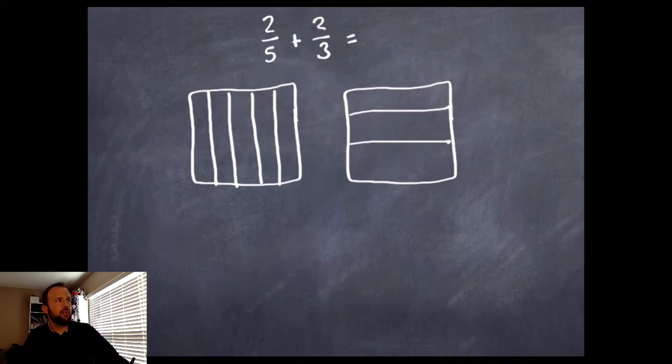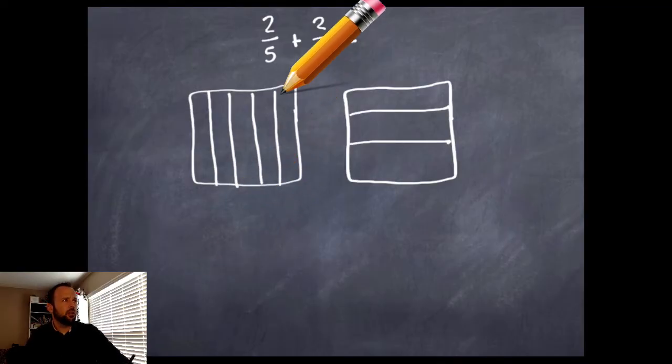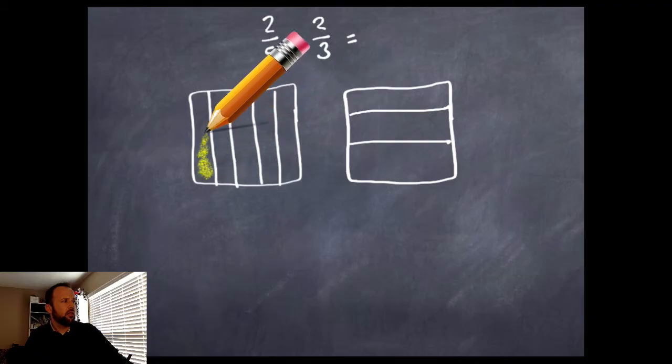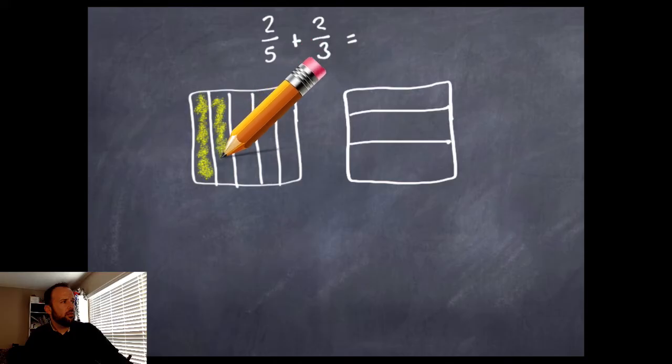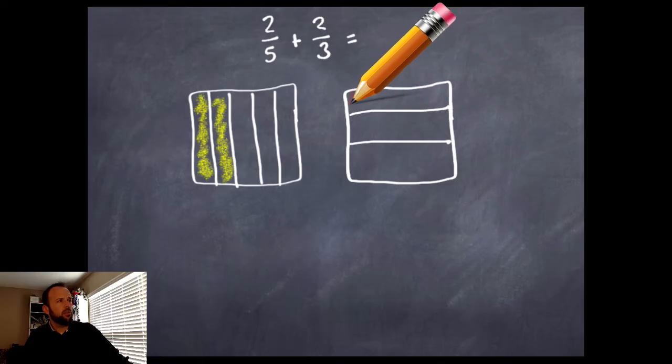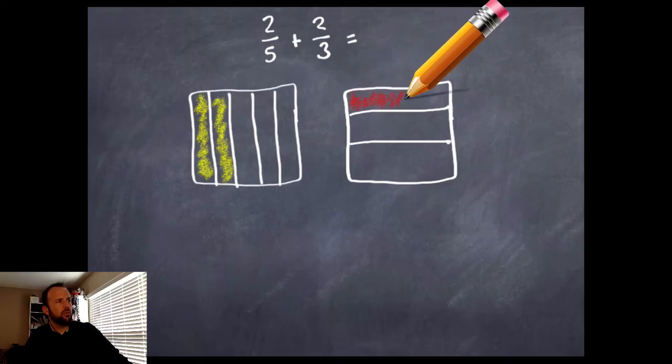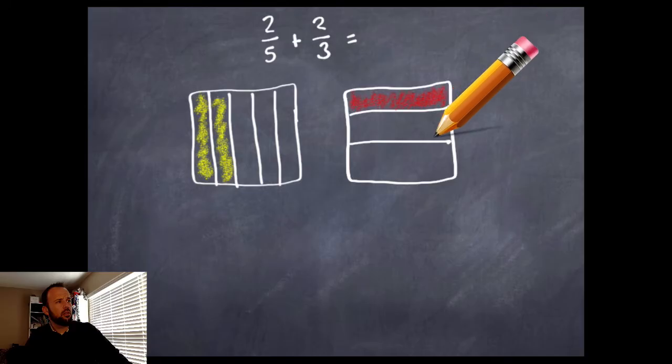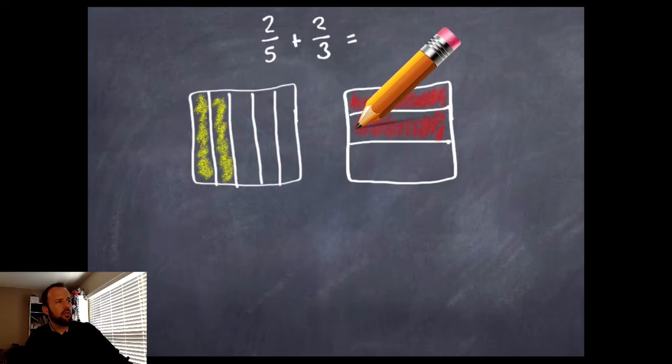Now I'm going to come back and color in the parts that I have. All right, so let me go ahead and color in my fractions now. So I have 2/5. If I color it in here, this would be 1/5. This would be 2/5. Okay, cool. Let's come over here. Let's do red this time. And we'll do 2/3. So there's 1/3, and there's 2/3. We're good to go.